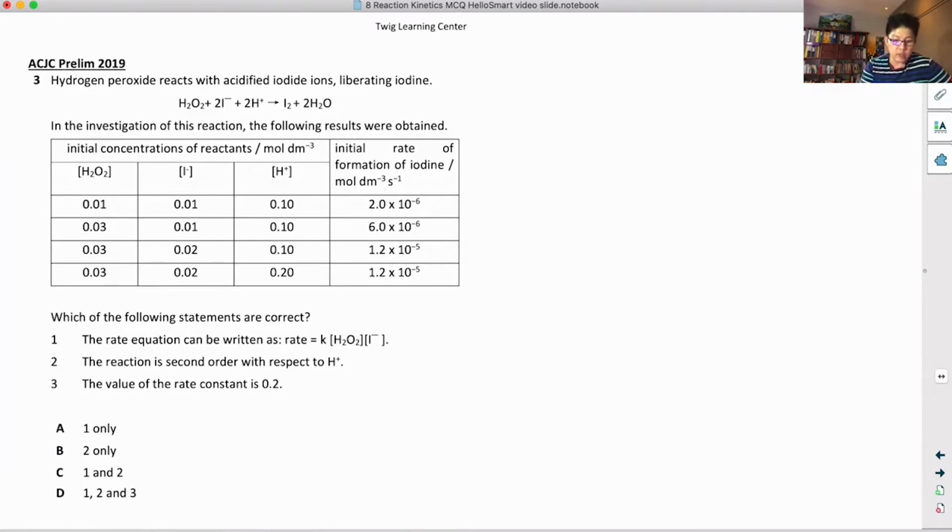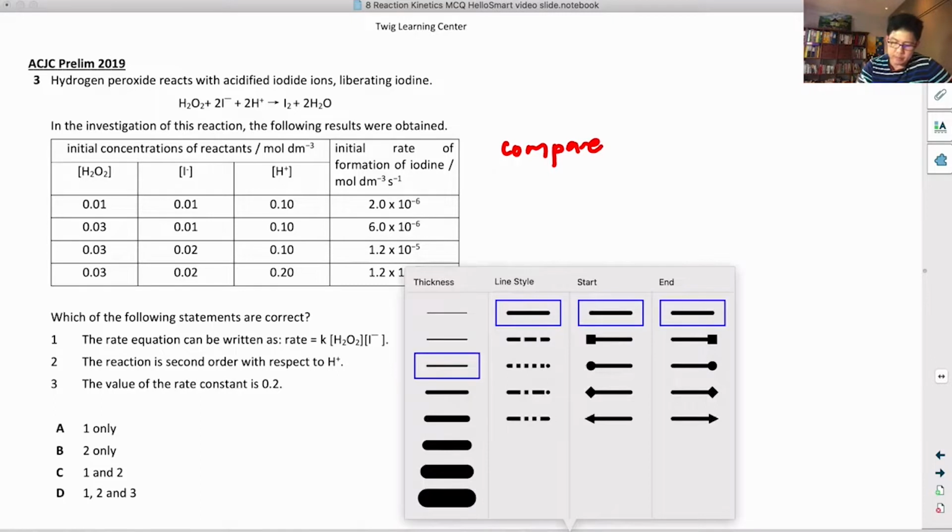Okay, a very similar question, right? So we just look at the table and let's try to do it. Okay, number 1, which of the following statements are correct? So if I compare, maybe we should find the order of reaction first. So let's compare experiments.